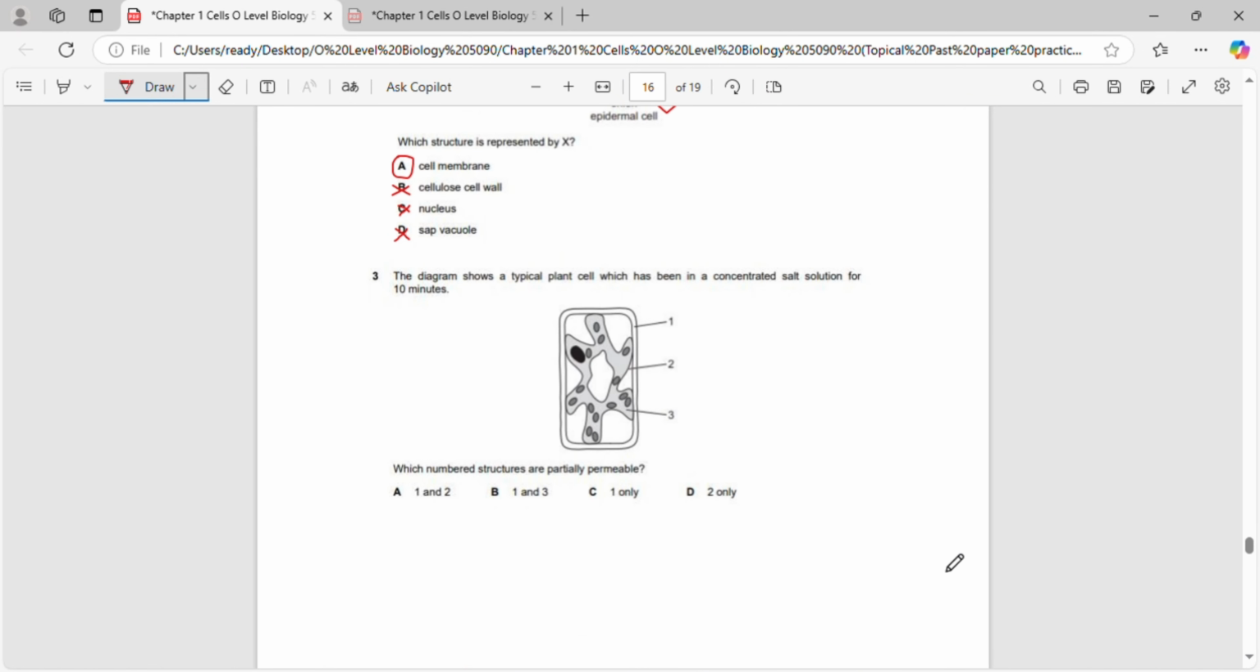The diagram depicts a plant cell placed in a concentrated salt solution, indicating that the solution has a higher concentration of solutes, such as salt, compared to the cell's interior. The question asks, which numbered structures are partially permeable? Let's identify the structures first.